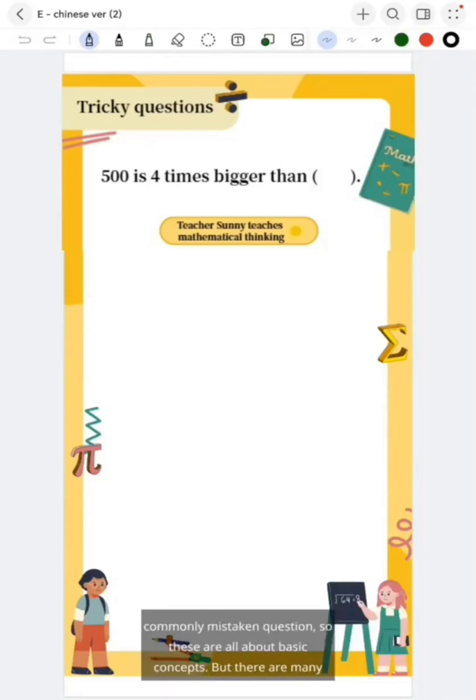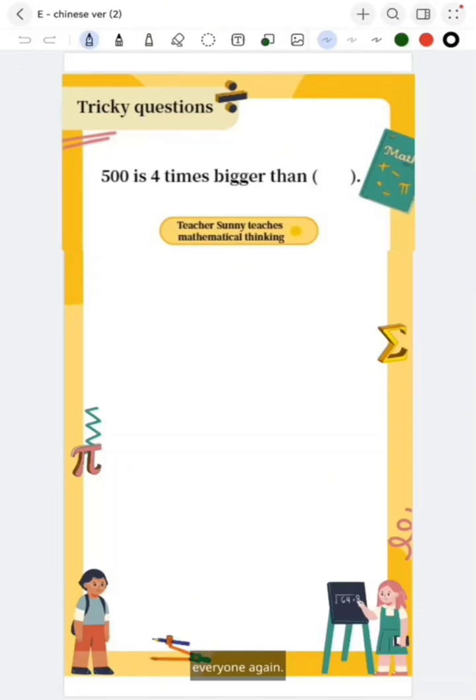This is a commonly mistaken question, so these are all about basic concepts. But there are many such problems at this stage, especially for lower grade students who are prone to making mistakes. So this is a classic, commonly mistaken question. Let me share it with everyone again.